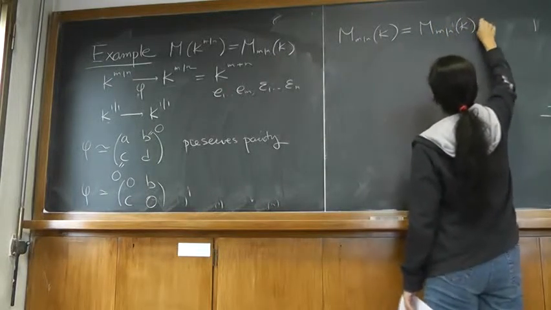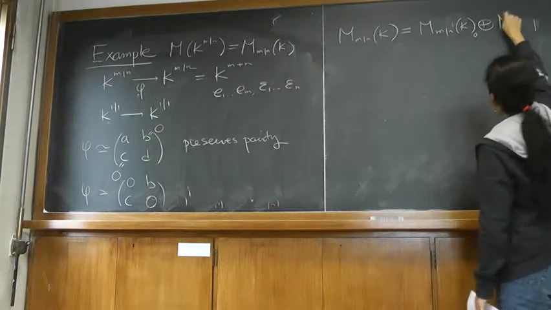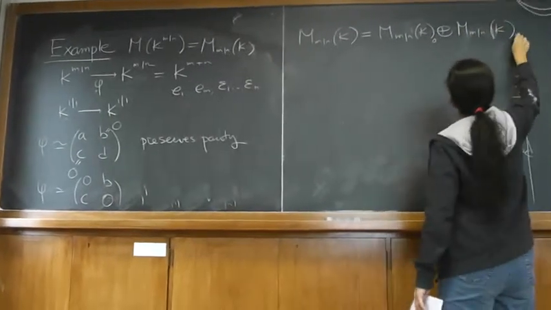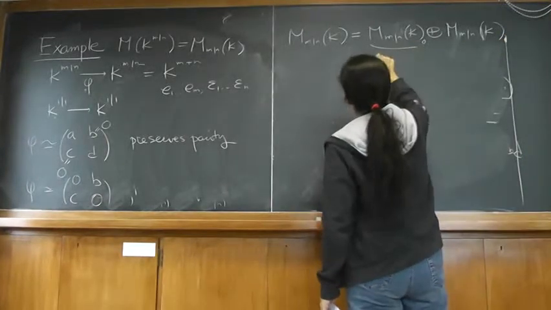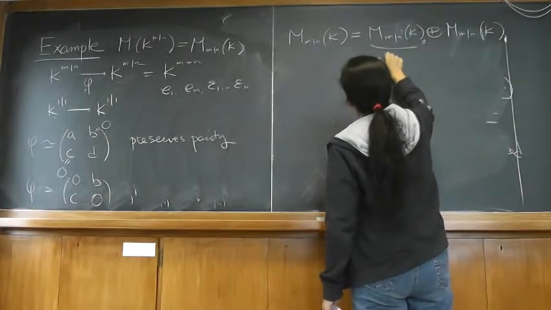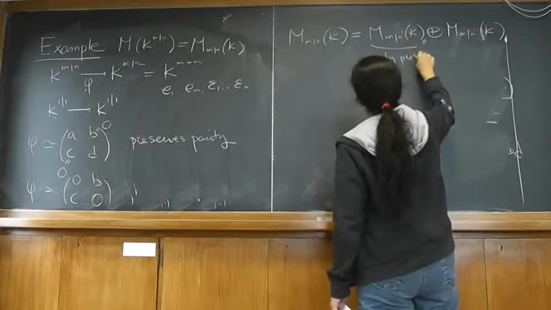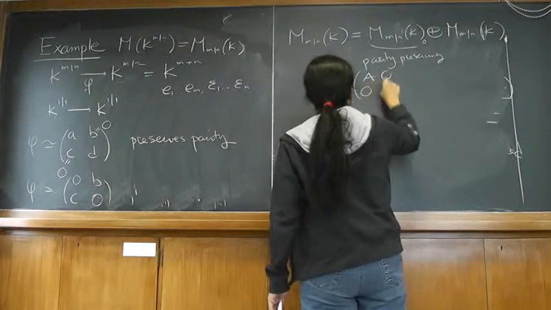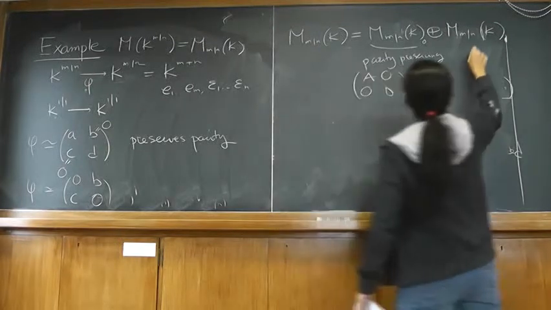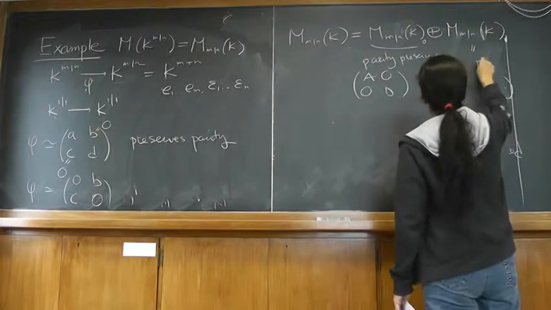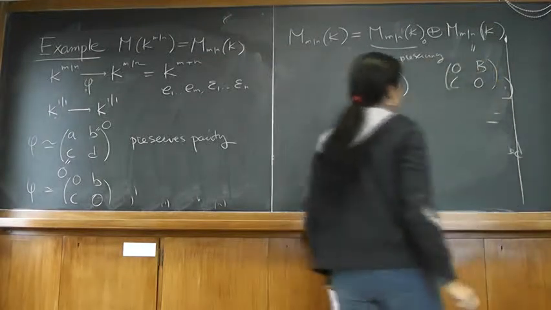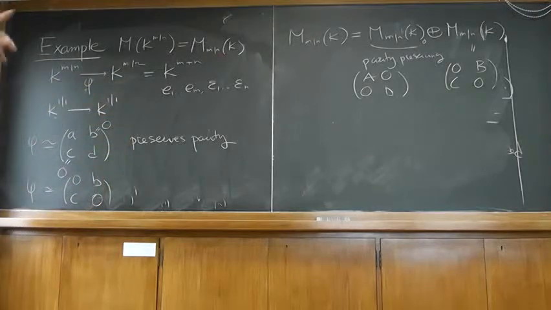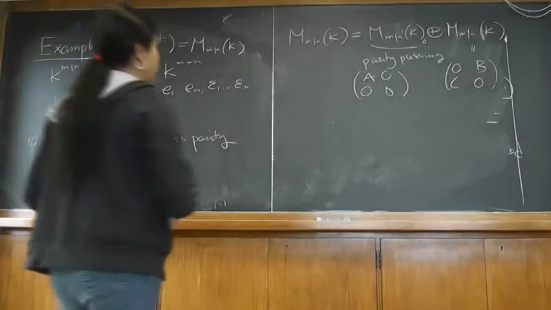So this is parity preserving, and these are all matrices of this type. And these are the parity reversing ones, which will all be of this type. So we decomposed, and this becomes a super vector space itself.